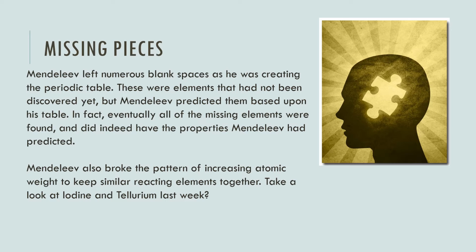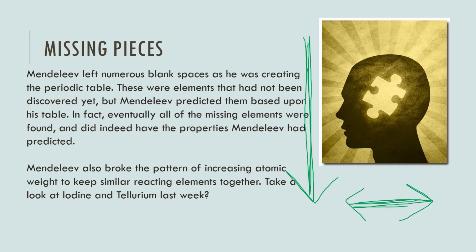Mendeleev did make a few changes. He broke the pattern of increasing atomic weight to keep similar reacting elements together. So if you remember from a few slides ago, we said that his table was organized by increasing atomic mass from top to bottom, and similar elements were together side by side from left to right. So he breaks his pattern of increasing atomic mass from top to bottom in order to keep elements that had similar properties right next to each other left to right.